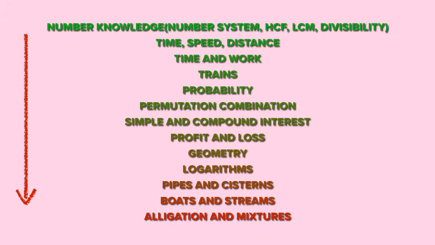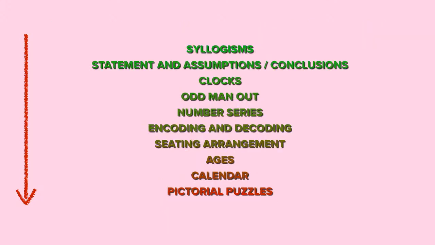And other topics which are in red, that is geometry, logarithms, pipe systems, boards, and chains. They are not important. I'm not saying they are not important, but they are less frequent. And at least you can see one geometry question and logarithms other than the pipes and cisterns. So these will be rare. And this is for the quantitative. So choose your topics wisely and prepare the ones which are most important.